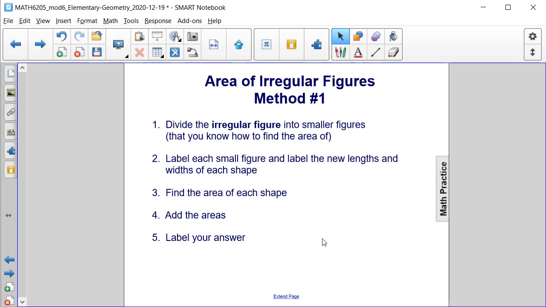First step in this process is to divide the irregular figure into smaller figures that you know how to find the area of. For example, you might be dividing something into triangles or rectangles or trapezoids. Label each small figure and label the new lengths and widths of each shape. Then find the area of each shape, add up your areas, and label the answer. Let's take a look at some example problems and work through this process.